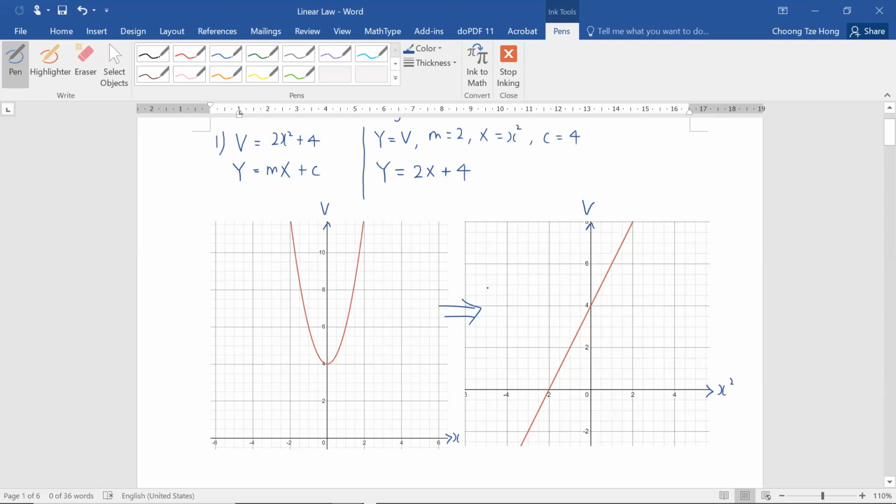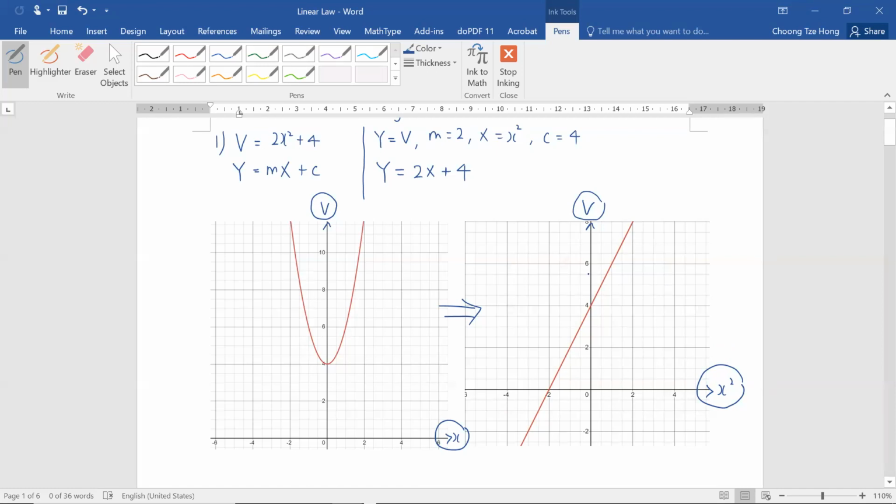Okay, so what was the change that we made for the vertical and horizontal axis? In this case, for the vertical axis, no change was required. But for the horizontal axis, initially we were plotting big V against X, but now it's big V against X squared. So by changing whatever you plot on either the vertical or the horizontal axis or both, we can transform an equation into a straight line.